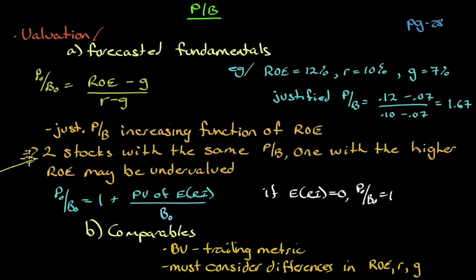Two stocks with two different price to books and two different ROEs, we can't really say too much. One with a lower ROE might be supporting a lower price to book. One with a higher ROE might be supporting a higher price to book. They may both be fairly valued. We can't simply look at the two and say the one with the higher price to book is overvalued. You have to look at it in the context of the variables that determine the justified price to book: ROE, r, and g.